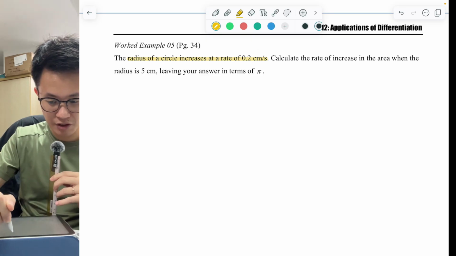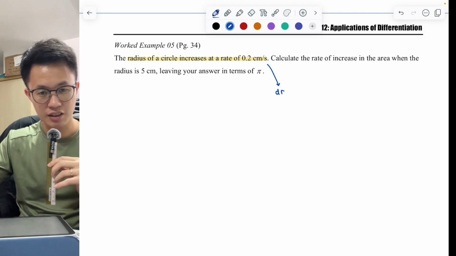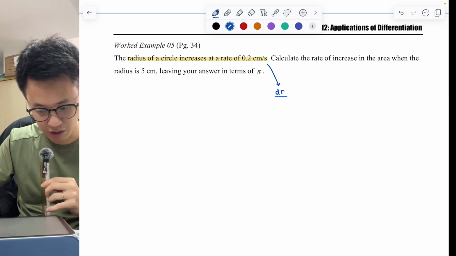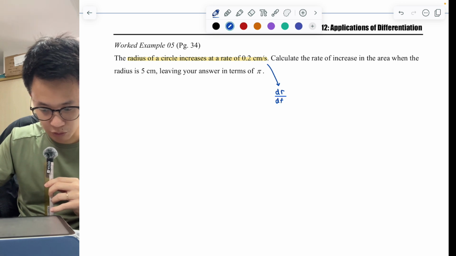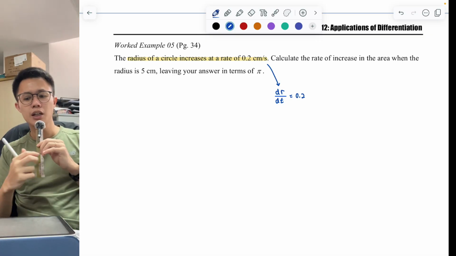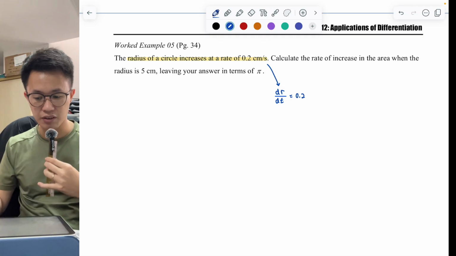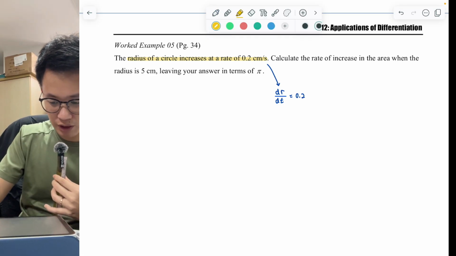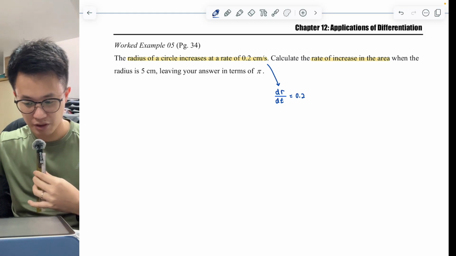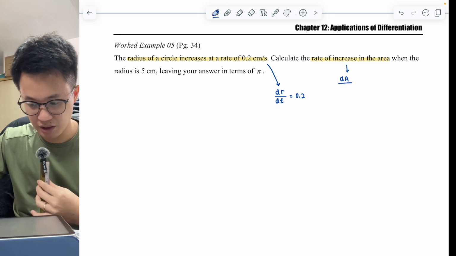Okay, it already tells us one very important clue. That the radius, I'm going to use R. I like to use all these variables, R, T, so we need to actually state them later. But for now, just make some mental note that dr over dt is equals to 0.2. Okay, what we're trying to do here is to calculate the rate of increase in the area when the radius is 5. So if you are trying to find the rate of increase of the area, okay, when the radius is 5, what we are trying to find is, I'm going to use A as the area, dA over dt.